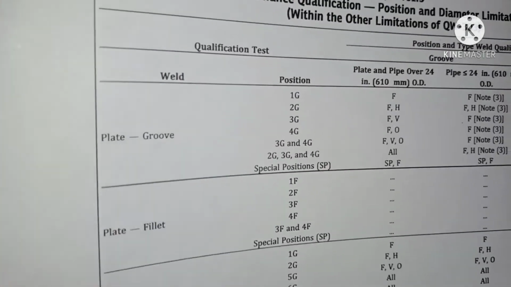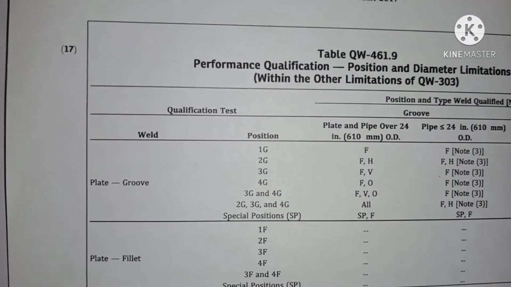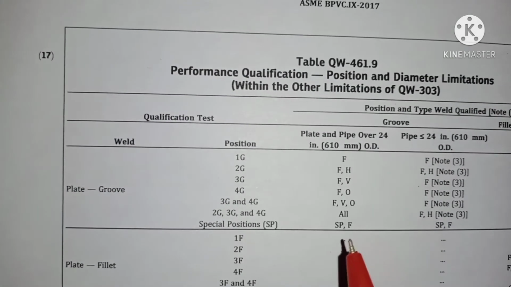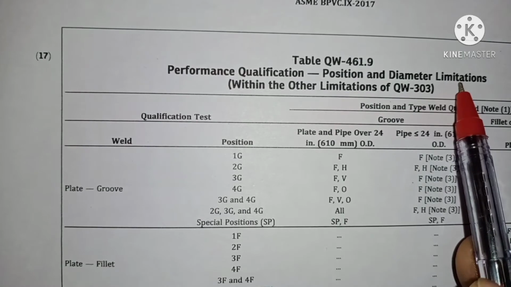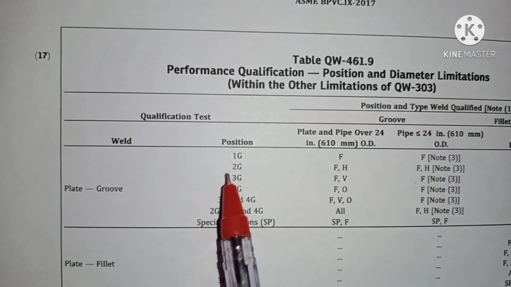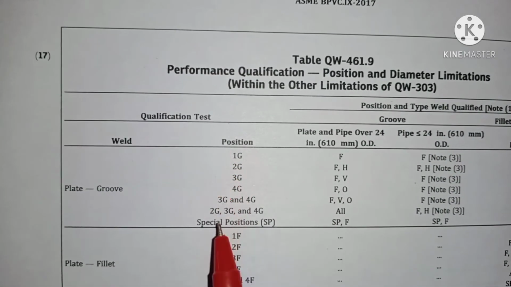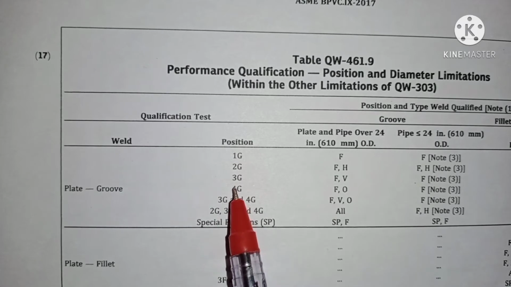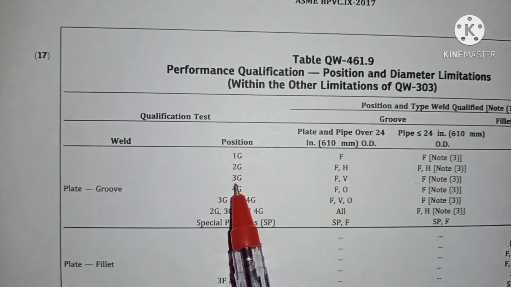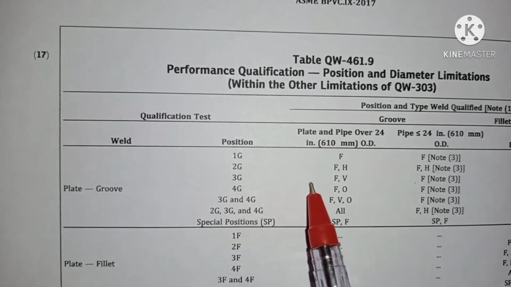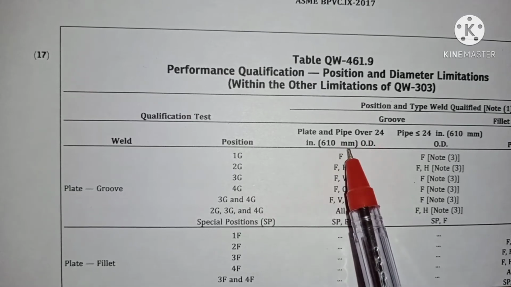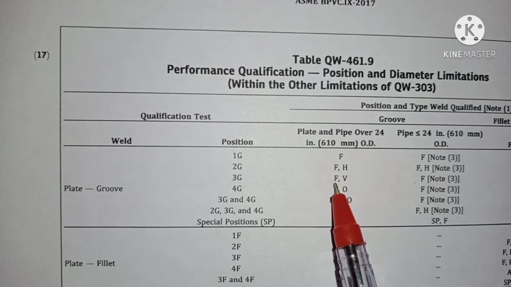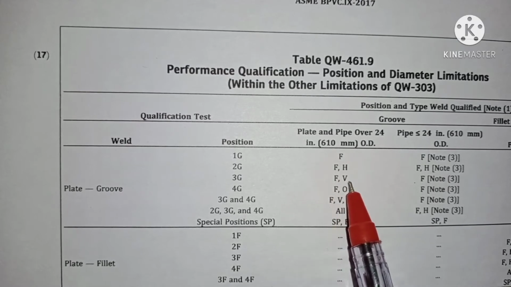This is that table, QW461.9. This table gives the ranges for the position and diameter limitations. Okay. This is the actual value. Here our welder welded with the 3G position. So the range qualified you can see here: for plate and pipe over 610 mm outer diameter, the range qualification is flat and vertical position.